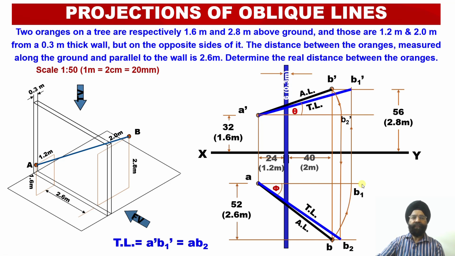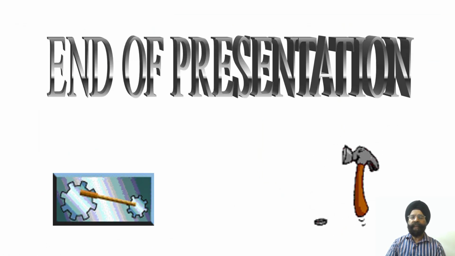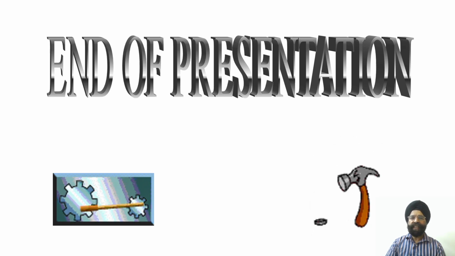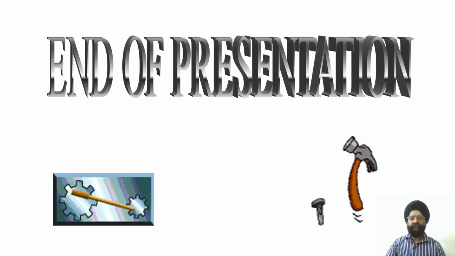This way we have been able to convert this situation into the orthographic projections of the oblique lines, and we have been able to obtain the true length and true inclinations of this oblique line using the rotation of line method. So this is all for today. We will be proceeding with further discussion regarding a few more cases of projections of the oblique lines in the coming lectures.